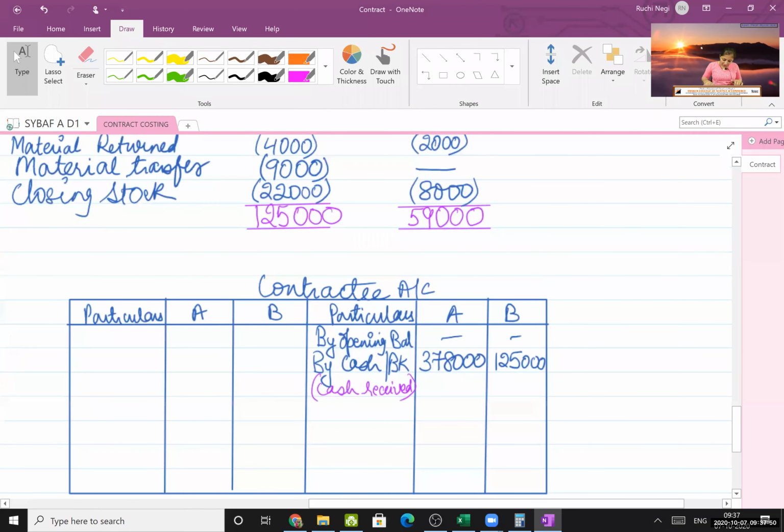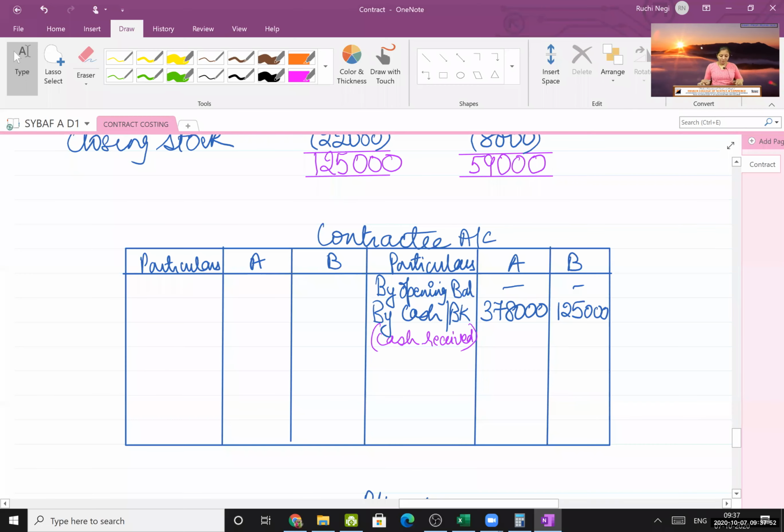Now make a contractee account. Opening balance is not given because I haven't taken such sums. In the contractee account there is only one entry which goes, that is cash received. The only entry that goes in the contractee account is cash received.